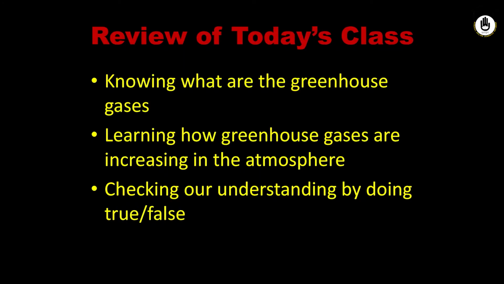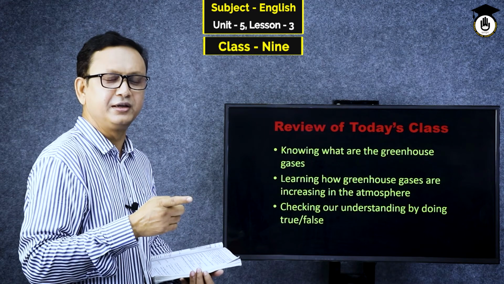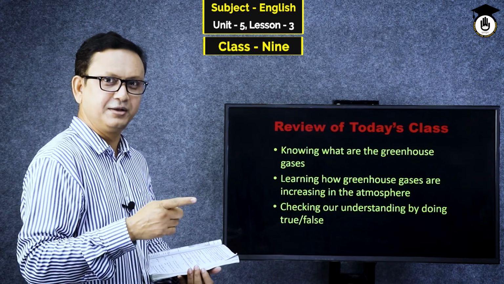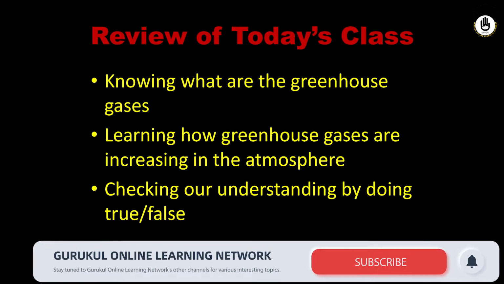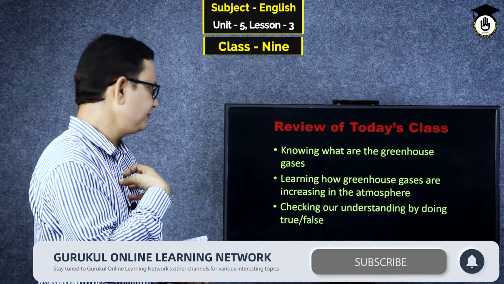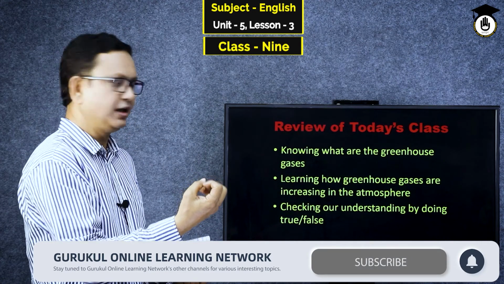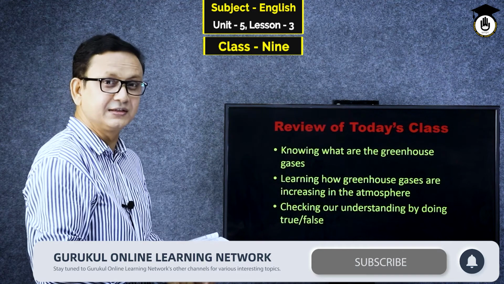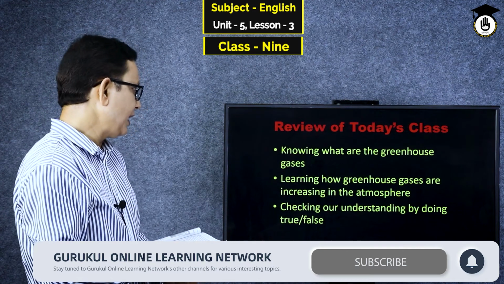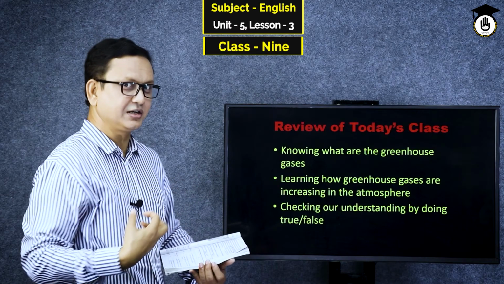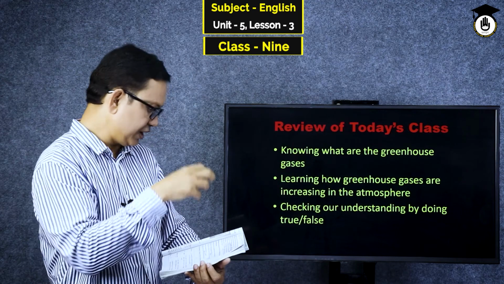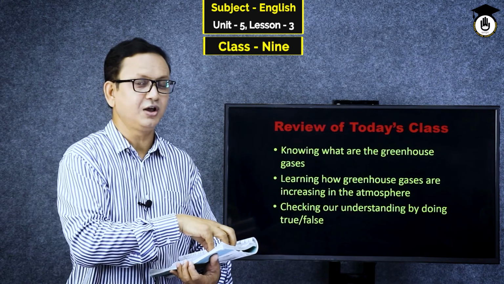We have come to know what greenhouse gases are. Can you remember? Carbon dioxide, methane, CFC, water vapor, etc. And then we have also learned how greenhouse gases are increasing in the atmosphere. Yes, through our own activities, we are burning coal and oil, and we are contributing these greenhouse gases to the atmosphere. And finally, we have also done one true-false exercise. We have checked our understanding of whether we have understood this lesson or not.